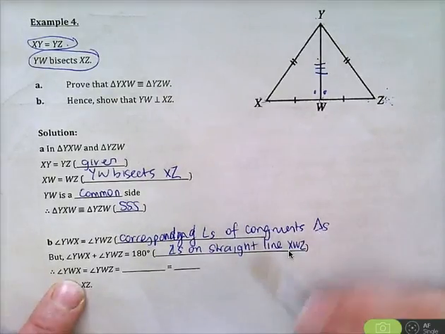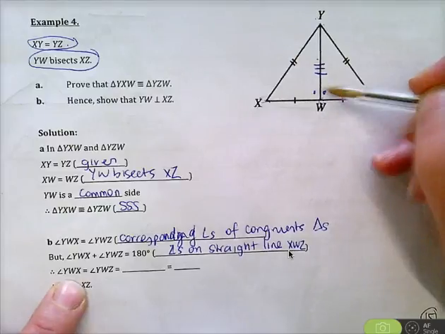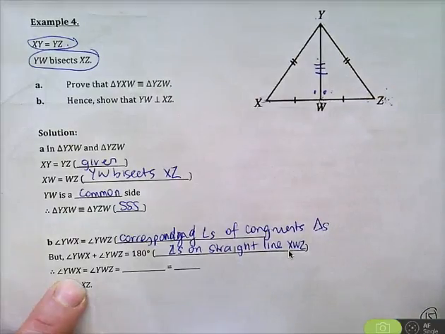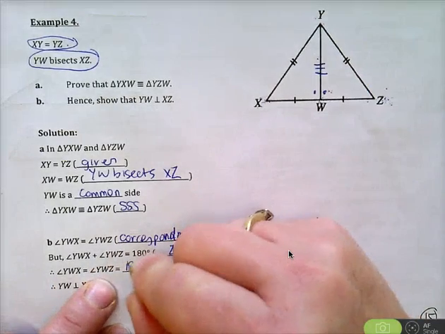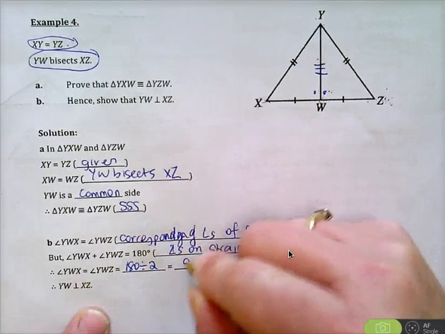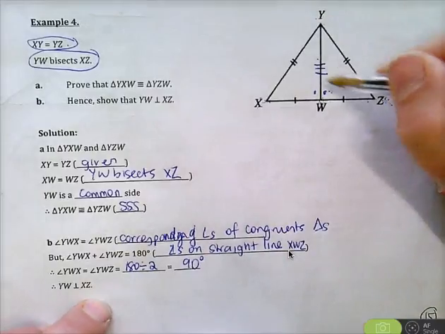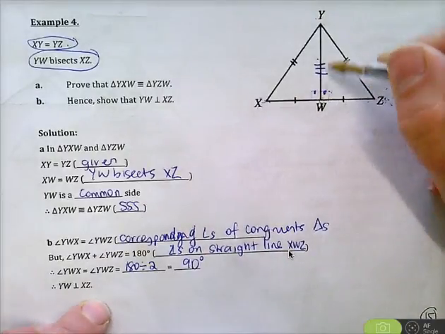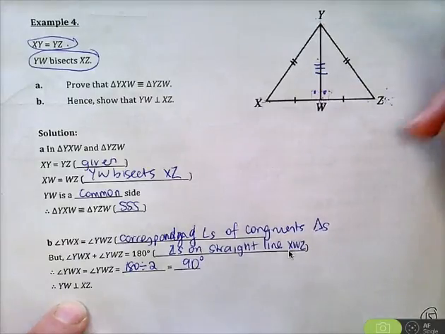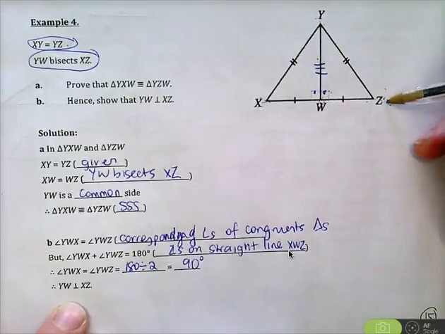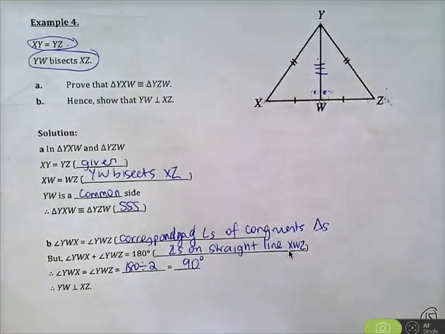So therefore, if those two angles are equal and those two angles add up to 180, what do they have to be? 90. So that angle there equals this angle, which is 180 divided by 2, which is 90 degrees. So we've just proven that these two angles are 90 degrees. Therefore we can say, can you see what we can say now? Therefore YW is perpendicular to XZ.